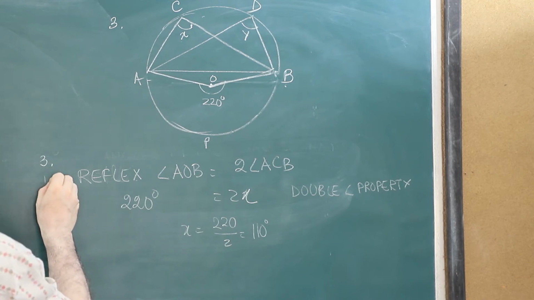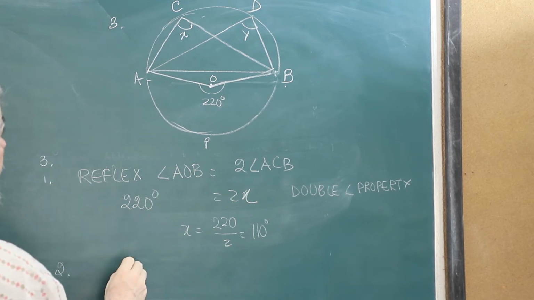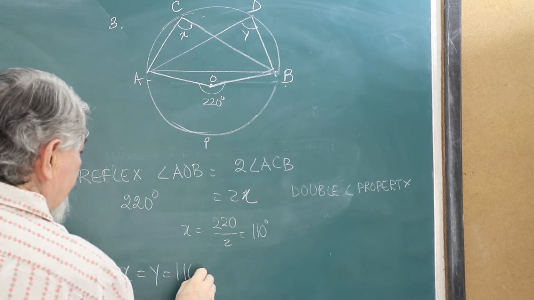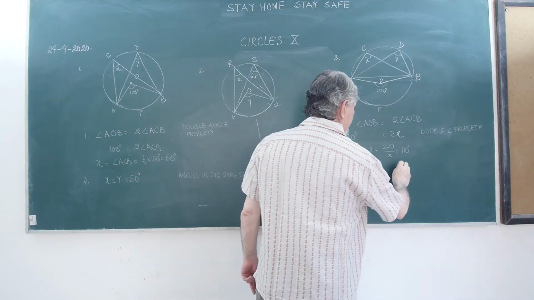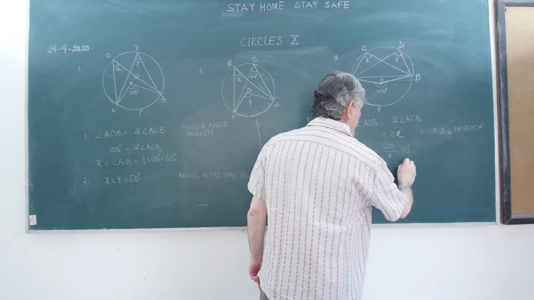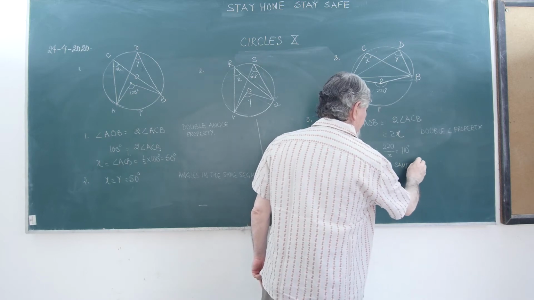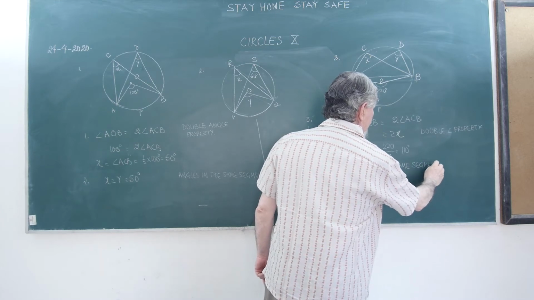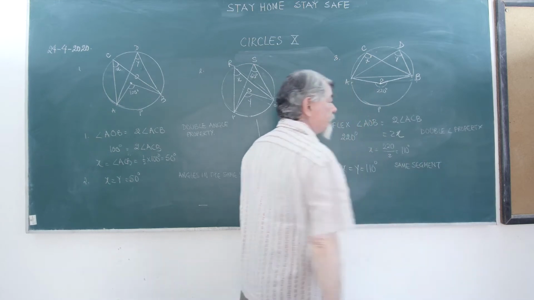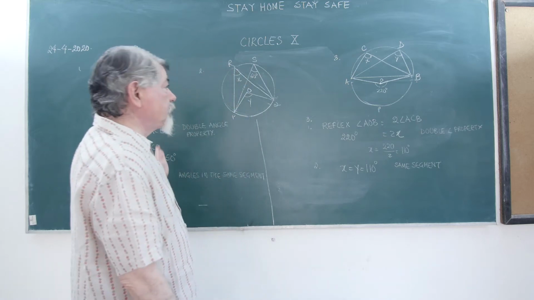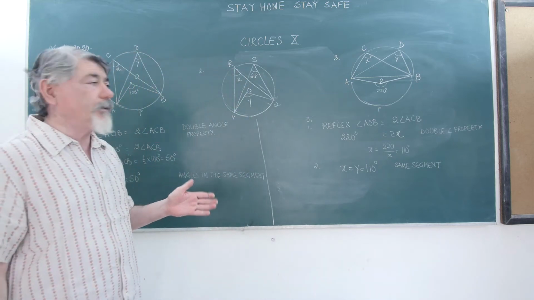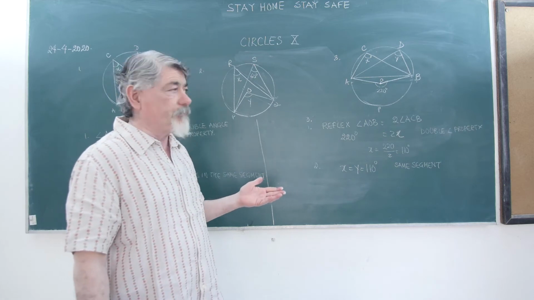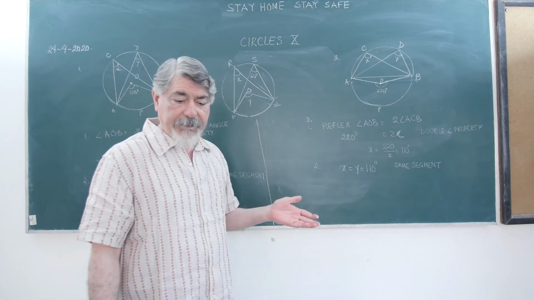Second, X is equal to Y, which will be equal to 110 degree, by the same segment property. Angles in the same segment of a circle are equal. So based on the two theorems which we have discussed, we have done these three problems. Earlier also we have done problems. Now we'll shift to the next theorem.